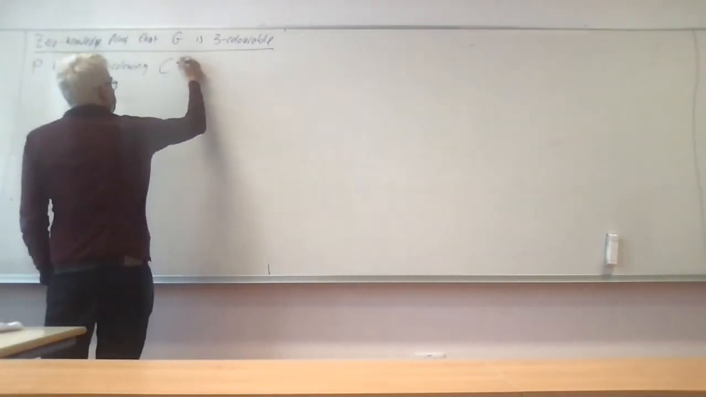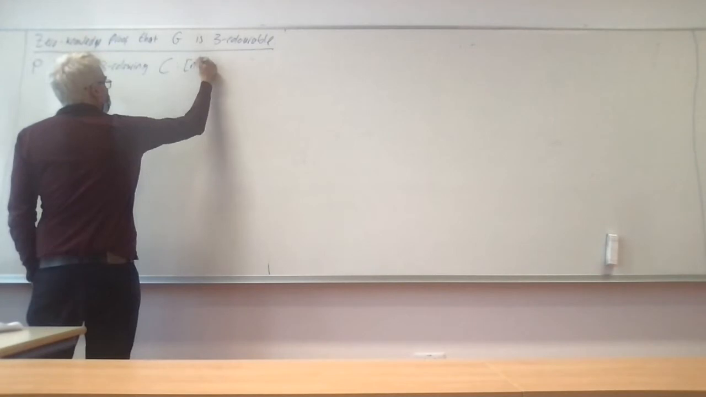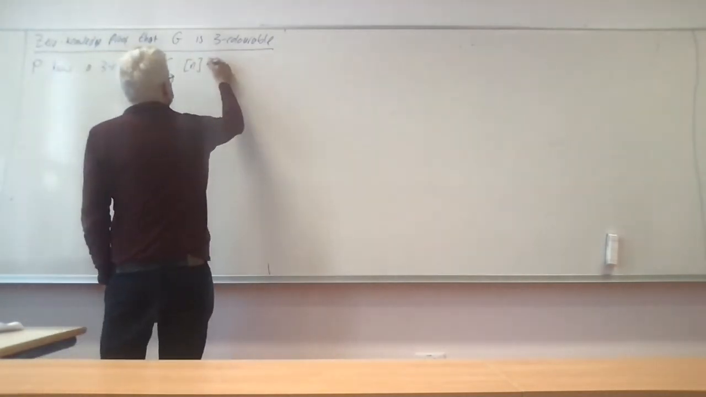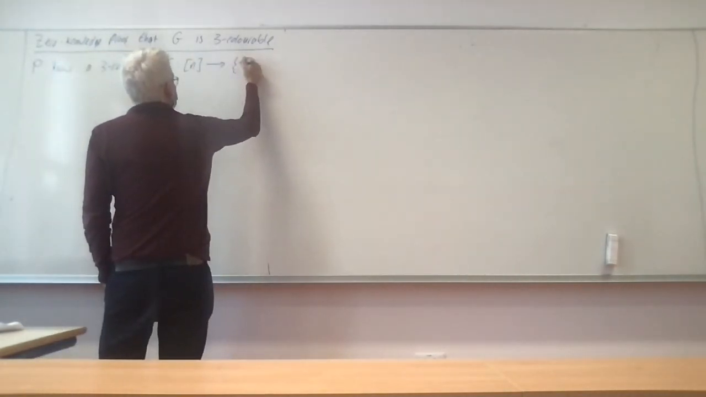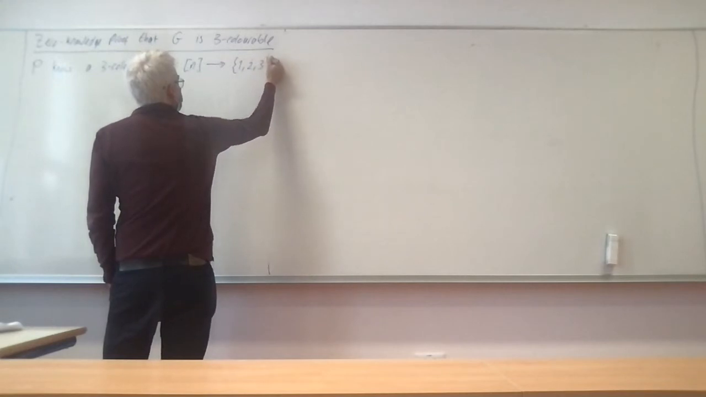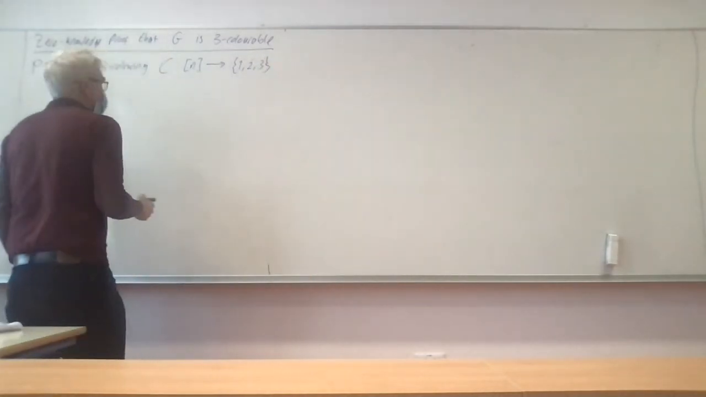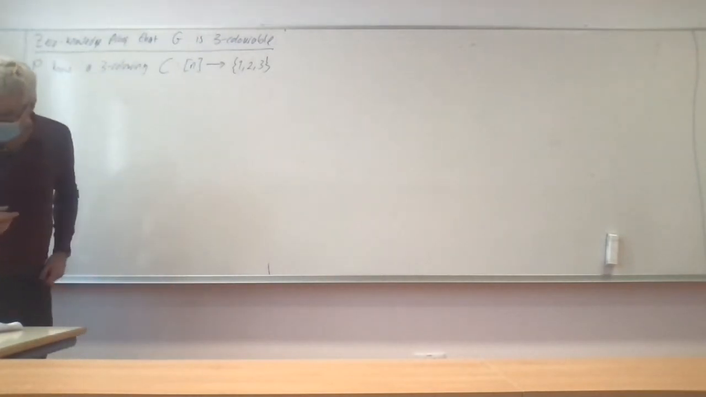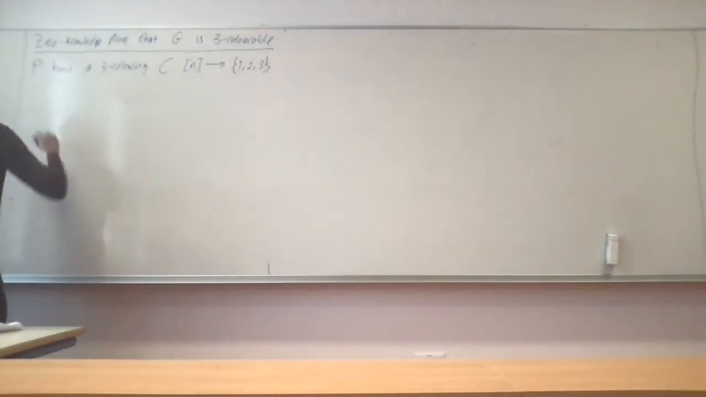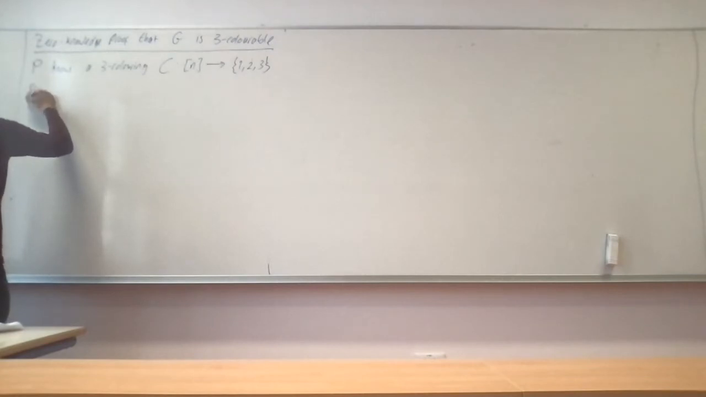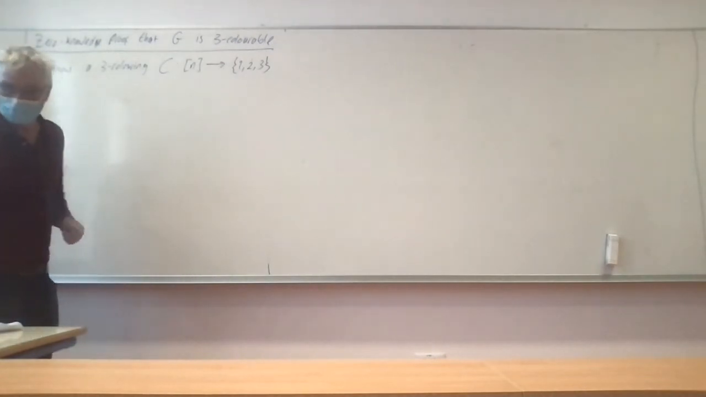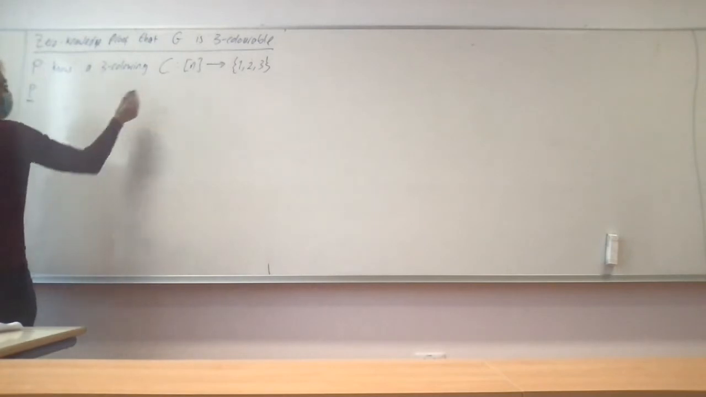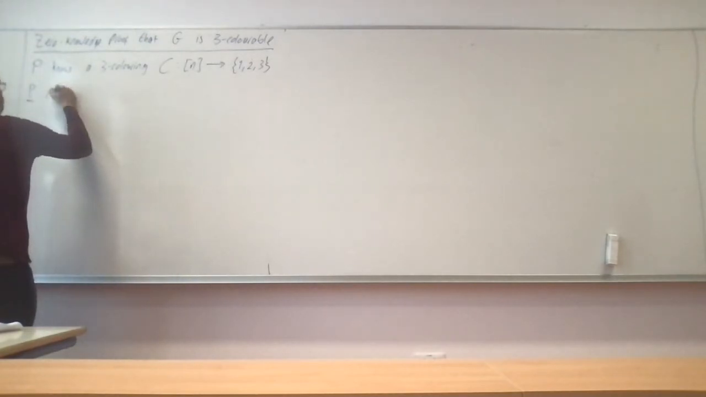So that's going to be a function from the set 1 to n, the set of vertices, to the colors. I'll just call the colors 1, 2, and 3. But P wants to keep this secret. So what P does is, P chooses a random permutation of the colors.